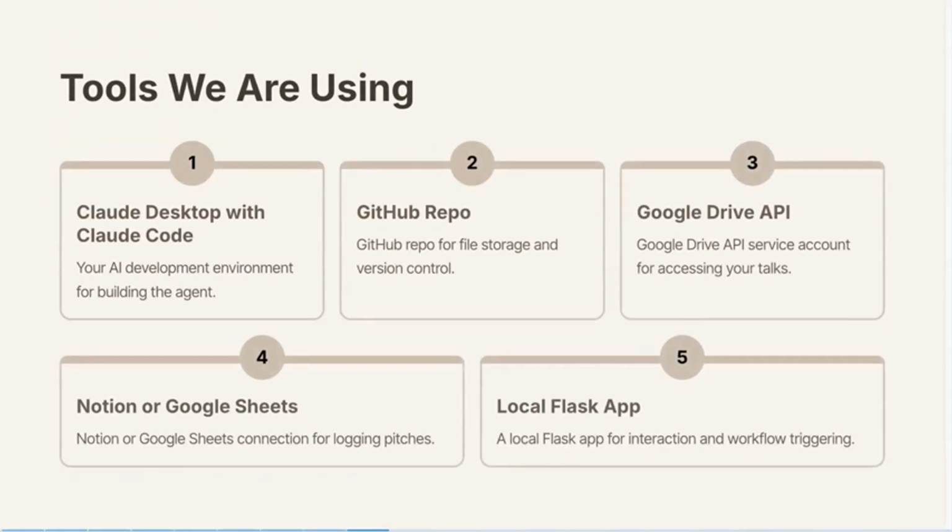So the tools we're going to use are Cloud Code, a GitHub repo, the Google Drive API, Notion or Google Sheets, and then the local Flask app. The reason you need a local app is so that you have an interface that you can look at, because it's nice. It has a nice UI, but you don't necessarily have to have that. You can easily work just in Cloud. You can easily work just in the terminal to do all the things that you need to do.